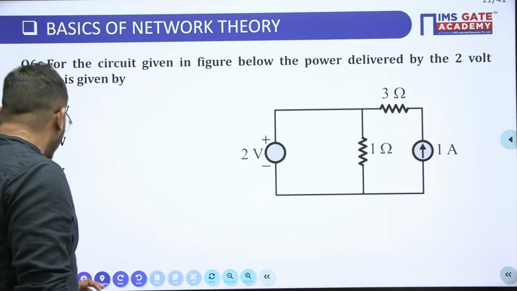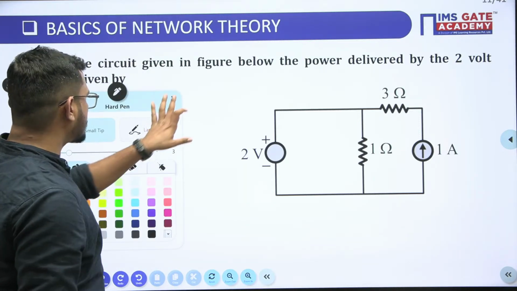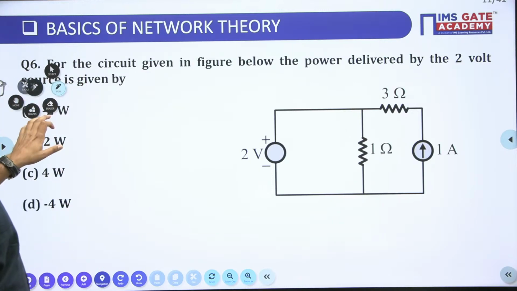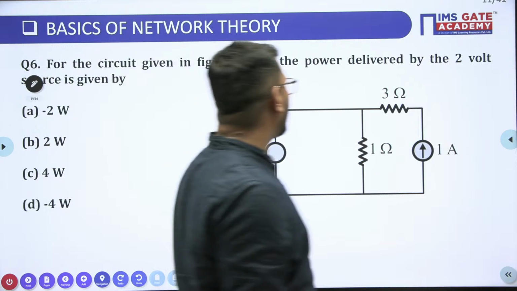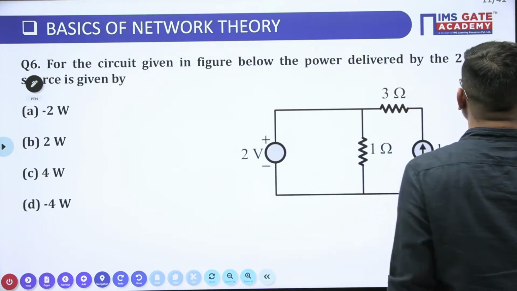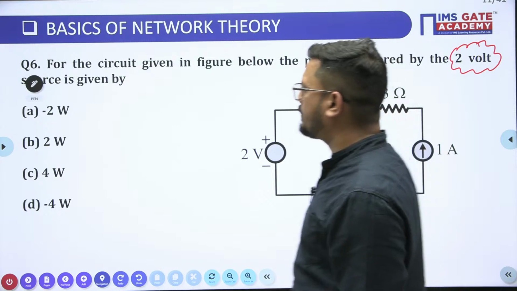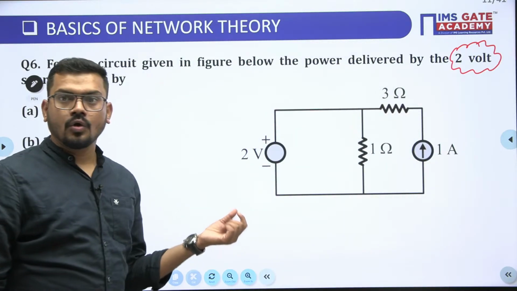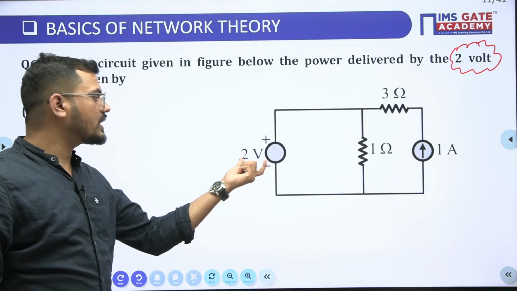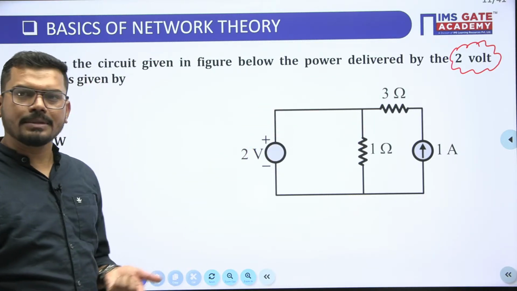Okay now, so what we have to do, what we have to find here, just see what is given to you guys. So for the circuit given in the figure below, the power delivered by the 2 volt source is given by, okay now. So just we have to find what power this 2 volt is delivering to this network guys, okay now. So power delivering means what?